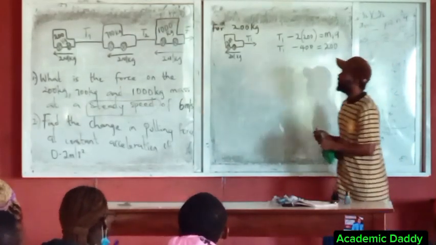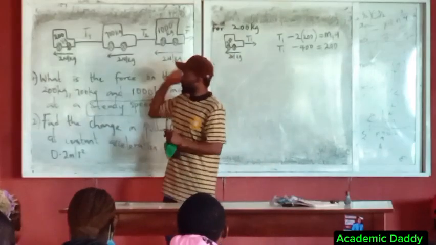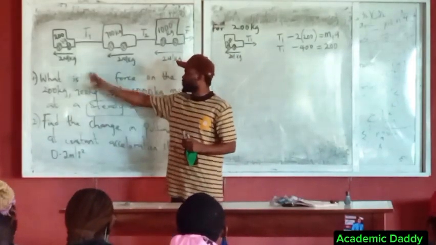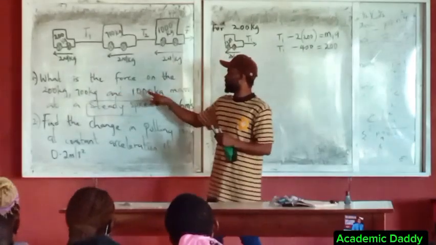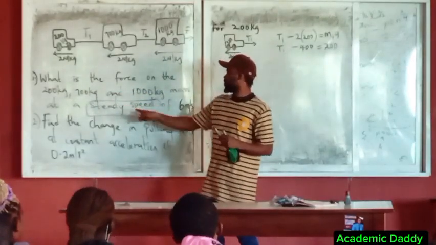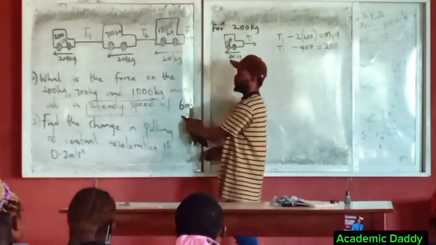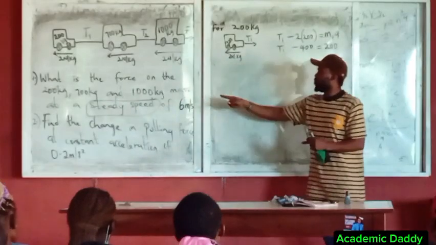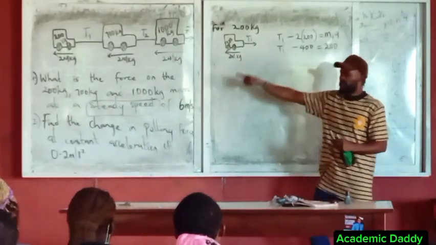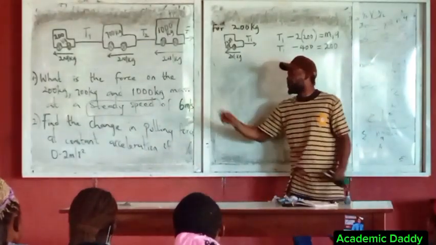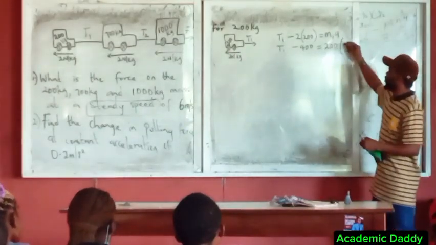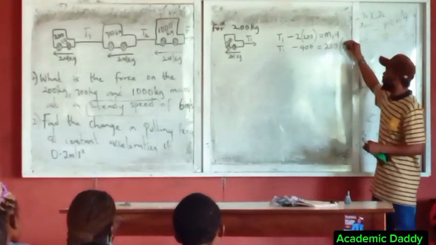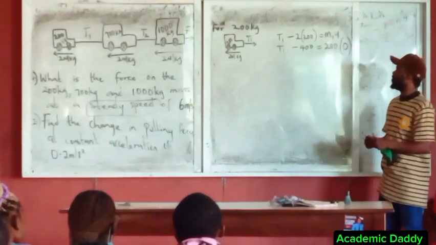Steady speed, okay. As we are solving this question, let's try to judge with this, because they said: what is the force on the 200, 700 and 1000 kg masses at a steady speed of 6 meters per second? So we'll find the force on each of these masses at a steady speed of 6 meters per second. And that means that if it has a steady speed of 6 meters per second, the acceleration will be what?